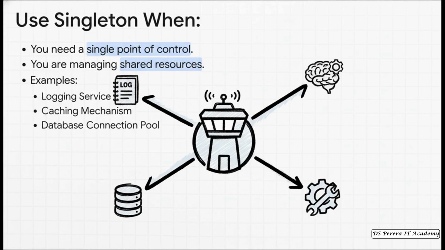And a database connection pool is another classic example. Making a connection to a database is expensive, so a pool manages a set of ready-to-use connections. You only want one pool for the whole application to share, which makes it a perfect job for a singleton.